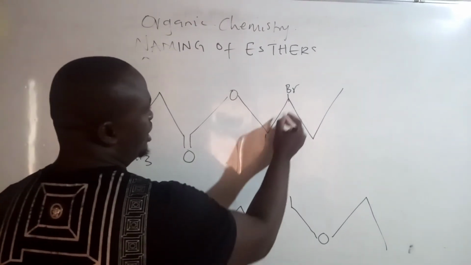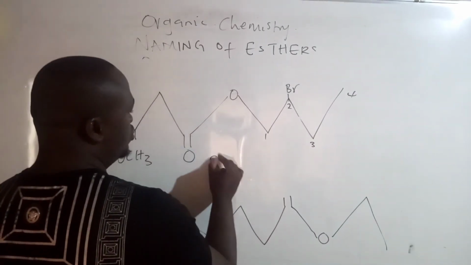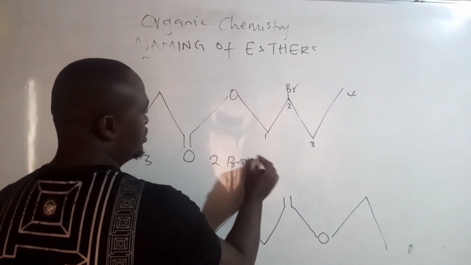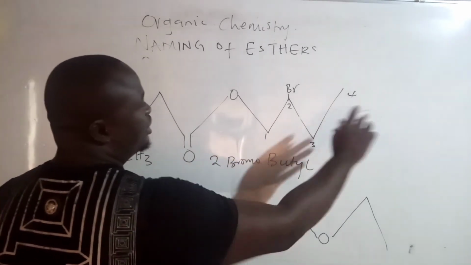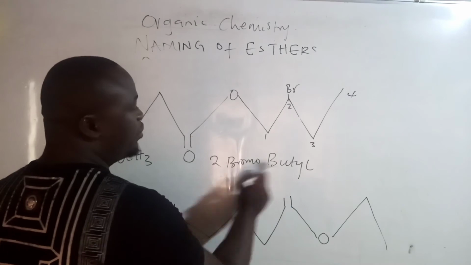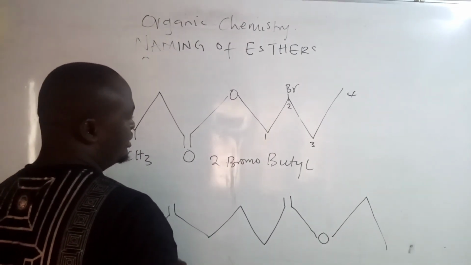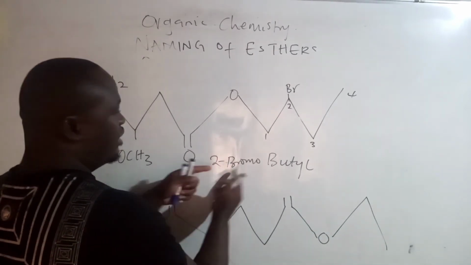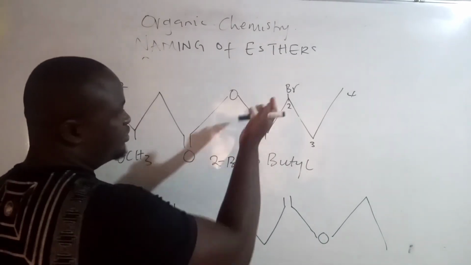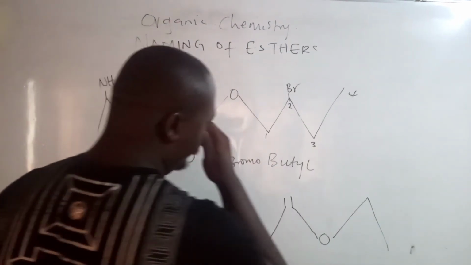Naming from the side that does not contain the oxygen, this is 1, 2, 3, 4. So we have 2-bromo, right? Butyl, the longest continuous chain. Whichever way you write it here is not bad, right? But because all of them have B, start writing the branch first. Now we are done with this side, butyl.